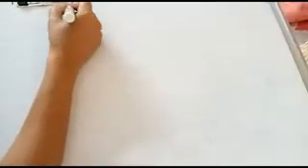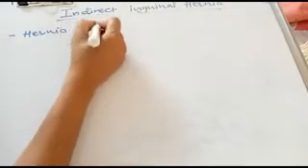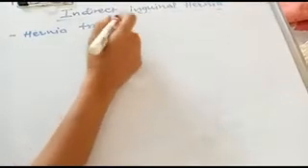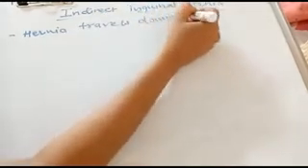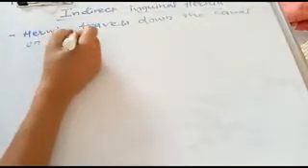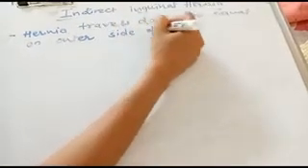Okay, we'll start with the topic that is indirect inguinal hernia. Indirect inguinal hernia. This hernia travels down the canal, that is the inguinal canal, on the outer side of the spermatic cord.